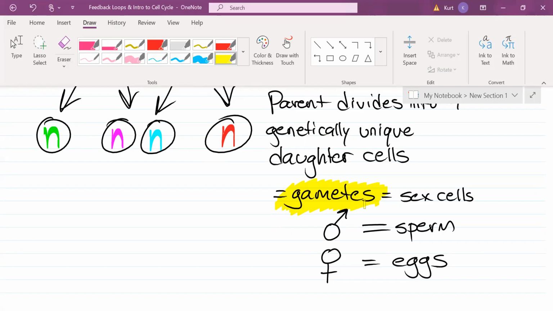And then, ladies, when you hit puberty and you start your menstrual cycle, you start your period, your eggs are actually ready. They're mature, and you can actually get pregnant.